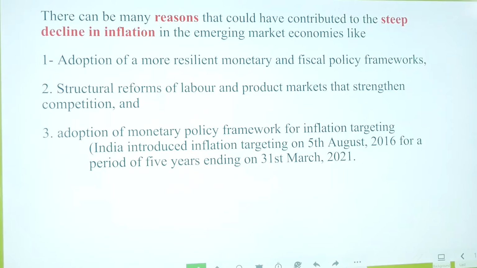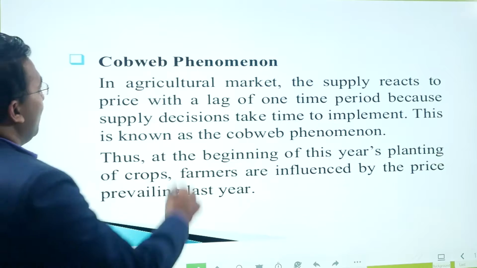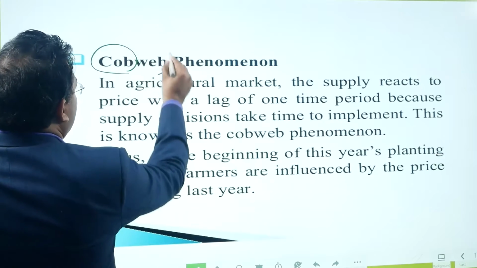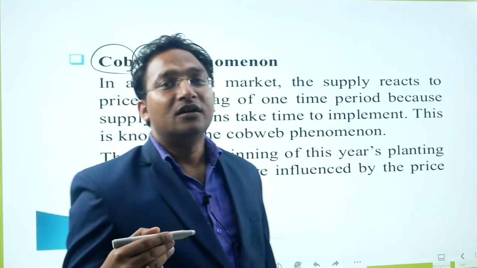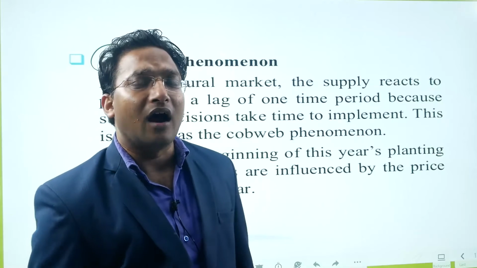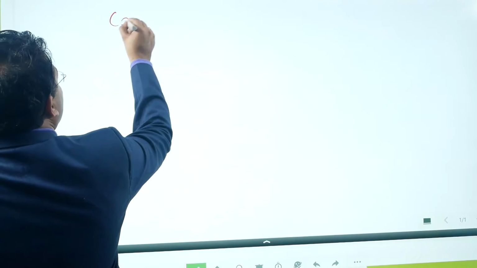Now, the cobweb phenomenon. Let us understand this concept. This concept is uniquely associated with this year's economic survey. It is one of the very unique concepts which you would hardly ever have heard about. So what is the cobweb phenomenon?